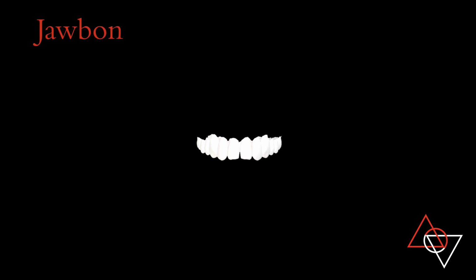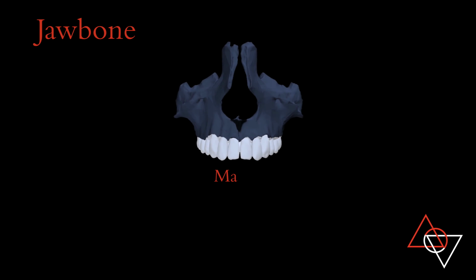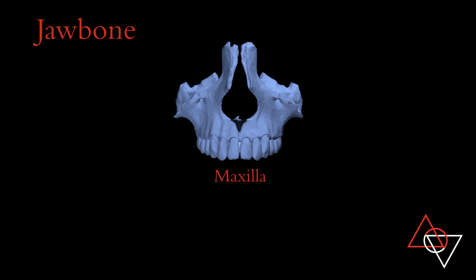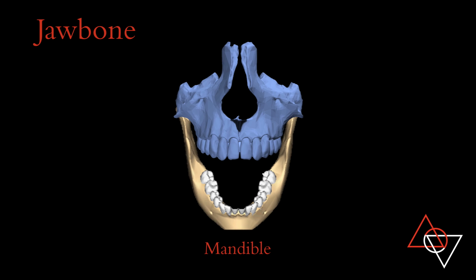Now, all teeth within the mouth, here on the picture, they stay in the jawbone. We have two jawbones. The upper jawbone is called maxilla, and the lower movable jaw is called the mandible.